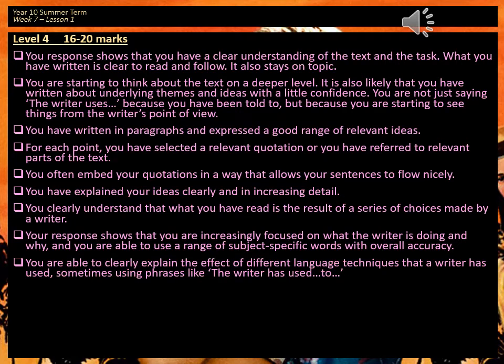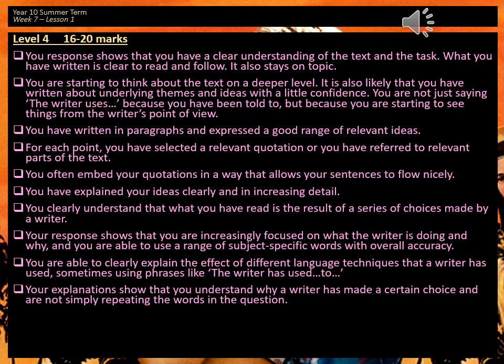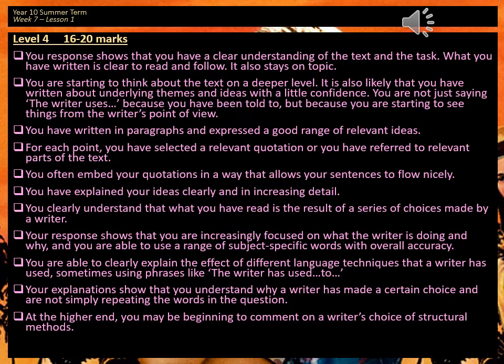You are able to clearly explain the effect of different language techniques that a writer has used, sometimes using phrases like, the writer has used something to do something. Your explanations show that you understand why a writer has made a certain choice and are not simply repeating the words in the question. At the higher end of this band, you may be beginning to comment on a writer's choice of structural methods. Okay, so this is that level 4, 16 to 20 marks.